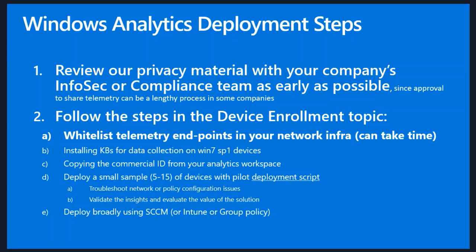Once you've done that, you start looking at the enrollment of these devices. You take into consideration those endpoint URLs from a network connectivity perspective. You install the relevant compatibility updates on your Windows 7 Service Pack 1 machines. Again, make sure it's included in your monthly roll-up in advance, because this compatibility update will require a restart.